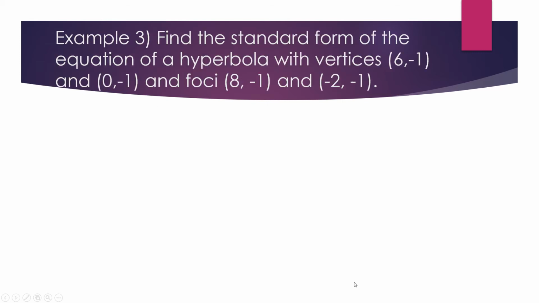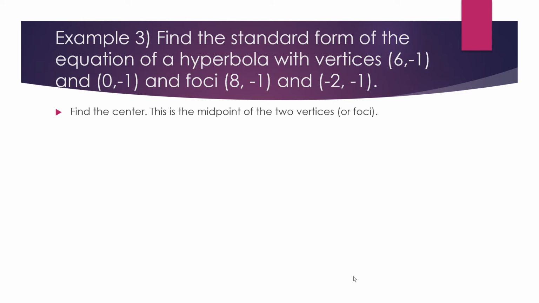Next up, example 3, we're going to find the standard form of the equation of a hyperbola with vertices at (6, -1) and (0, -1), and foci at (8, -1) and (-2, -1). The first thing we're going to do is find our center. This is going to be the midpoint of the two vertices, or you could use the two foci.